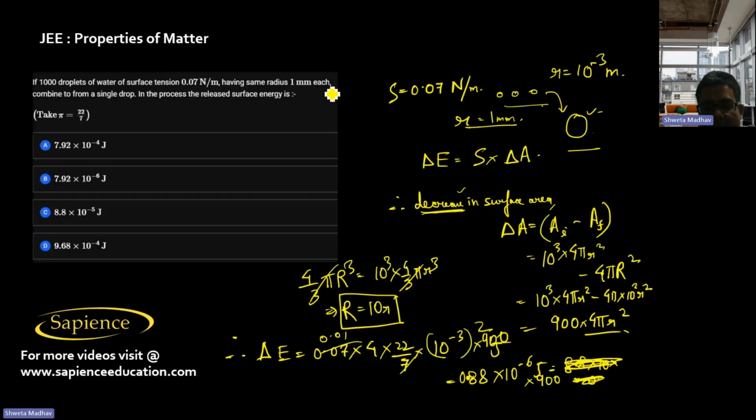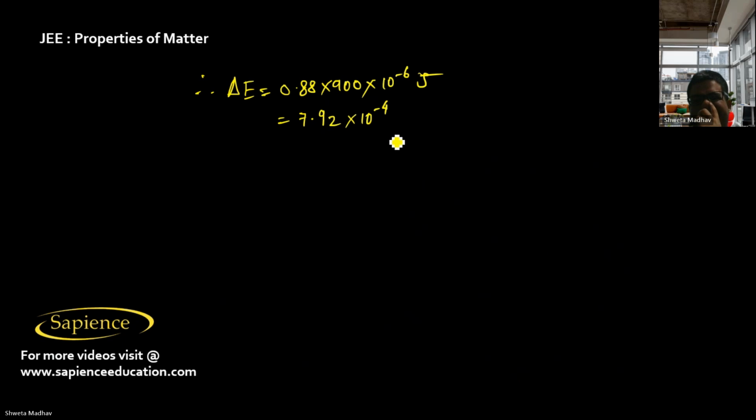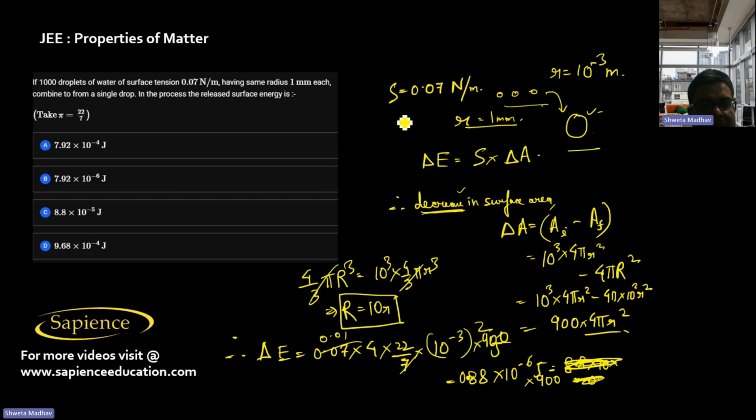Therefore, the change in surface energy, that is the release in surface energy, is 0.88 into 900 into 10 power minus 6. 9 sevens are 63... this will be 7.92 into 10 power minus 4 joules. So option A is the correct answer.